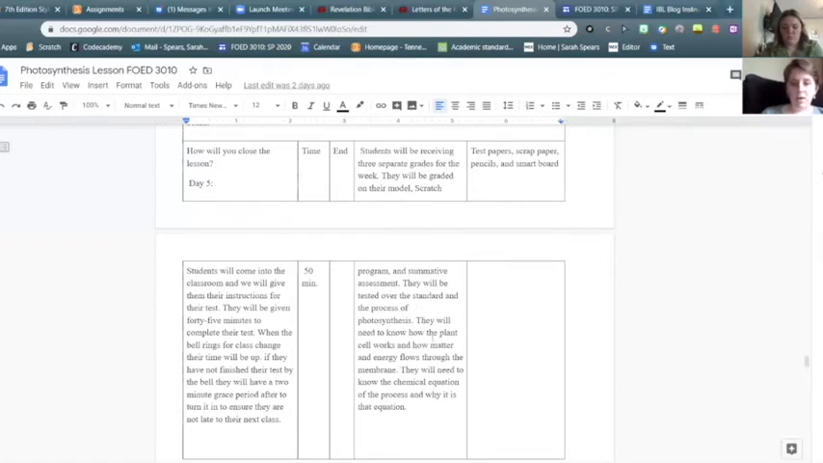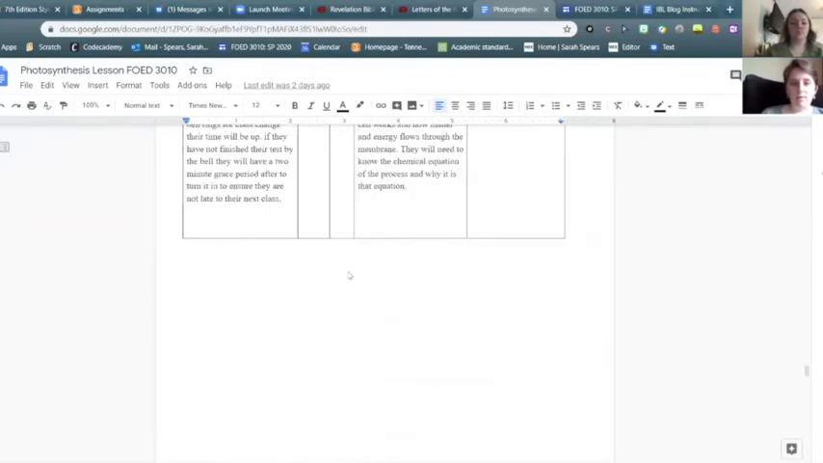So they will need to know how the plant cell works and how matter and energy flows through the membrane. They will need to know the chemical equation of the process and why it is that equation. And so these are the materials that we're going to be using for the last day as well. And that is going to finish up our week for that standard.